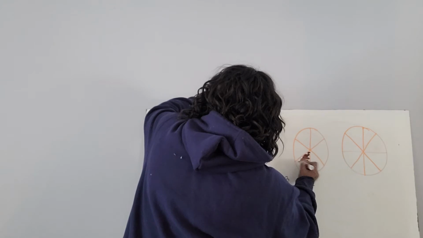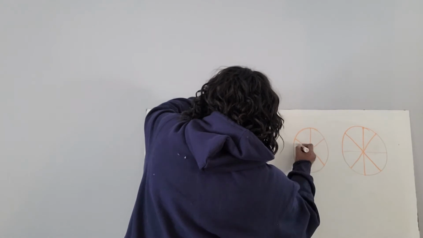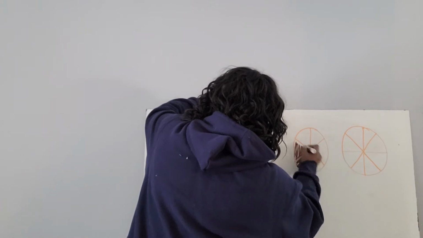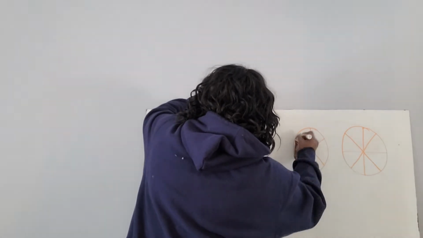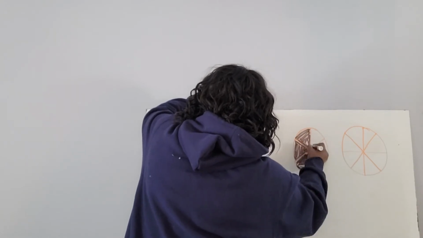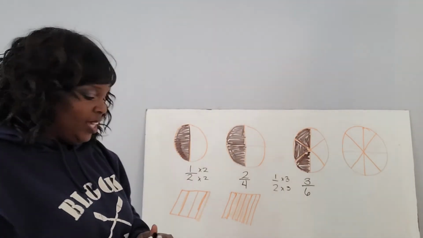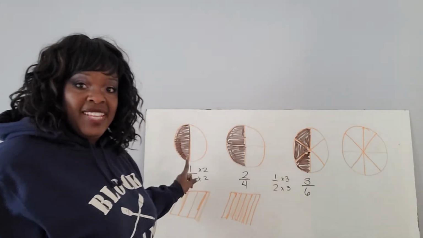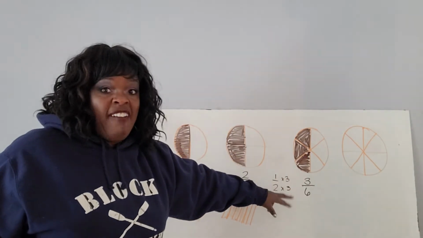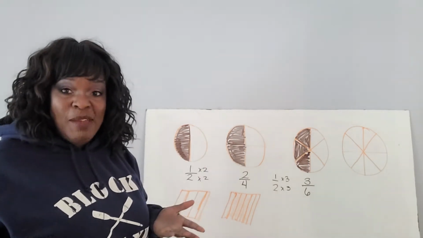That means I would have to fill in this piece, this piece, and this piece, 3 pieces to equal 1/2. Did it work? Oh, look, they all look the same. 1/2, 1/2, 1/2. But I'm not saying 1/2, this is really 3/6. I'm not saying 1/2, this is really 2/4. But they're the same thing.